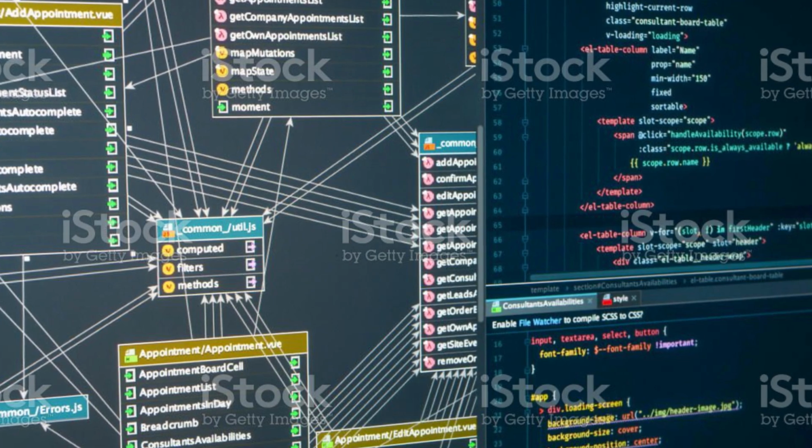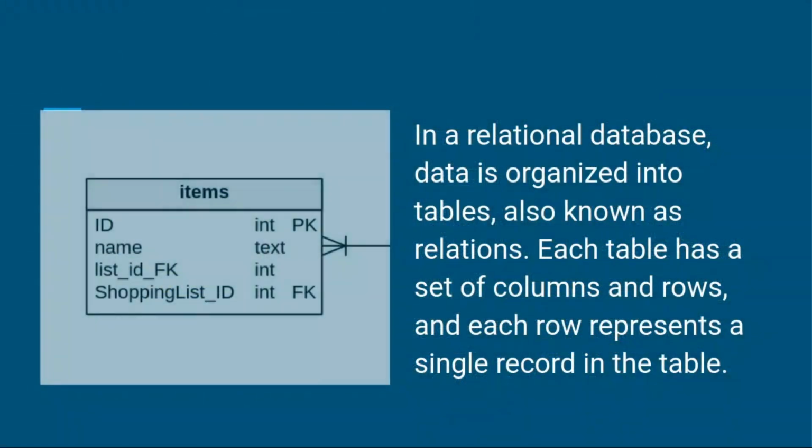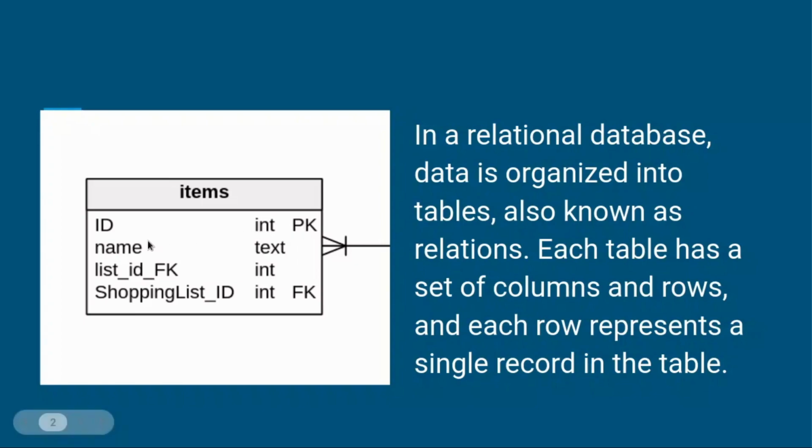Each table has a set of columns and rows, and each row represents a single record in the table. For example, here we have the ID, which is denoted as the primary key. The primary key is just a unique identifier of each record which we insert. So every row is just like a new record inside our database, and this ID is going to be a unique identifier of that particular record.